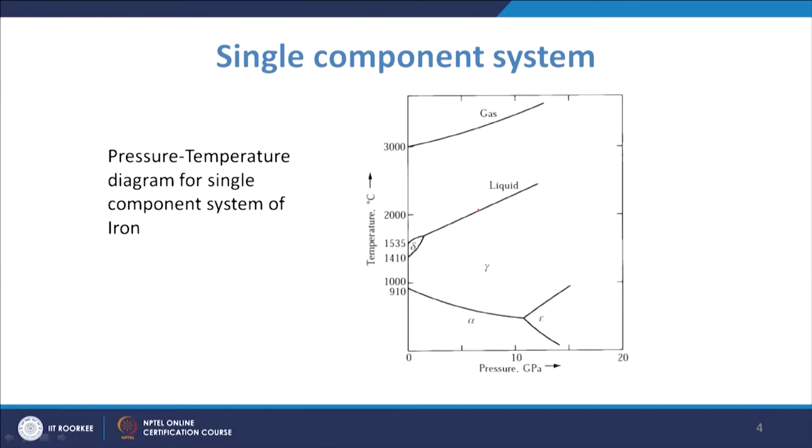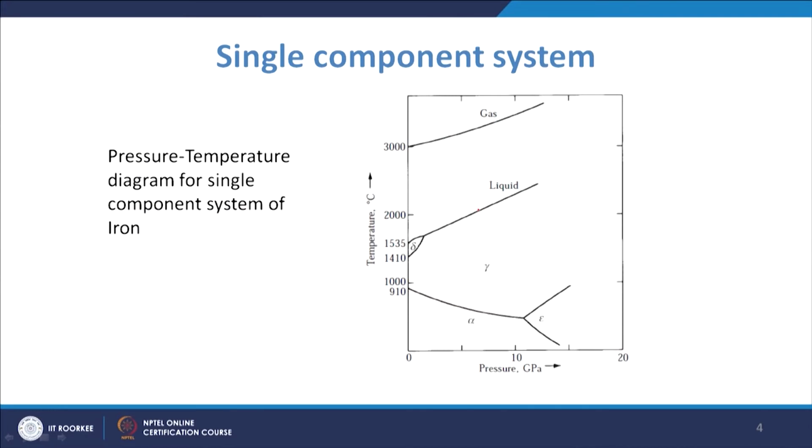Now, if you come to when 2 phases are in equilibrium, normally along a boundary, suppose solid and liquid phase, in this case you will have 2 phases in equilibrium. So your P will be 2.